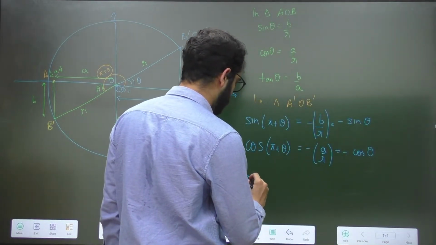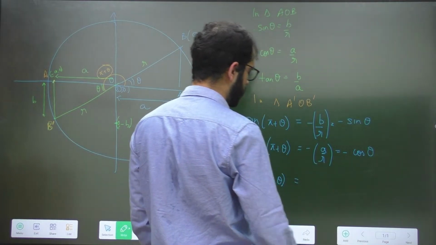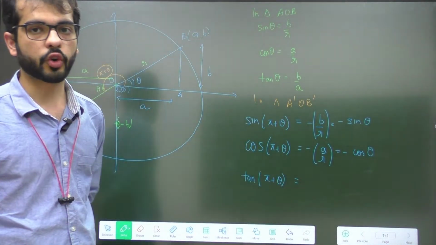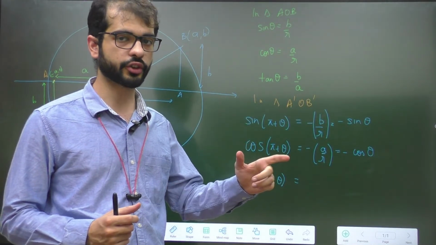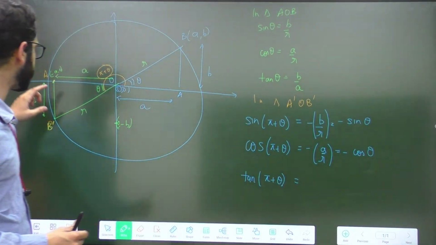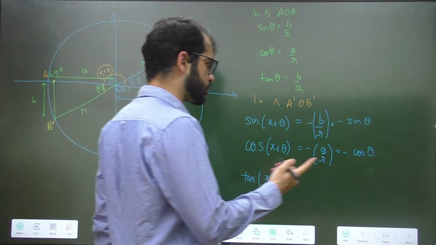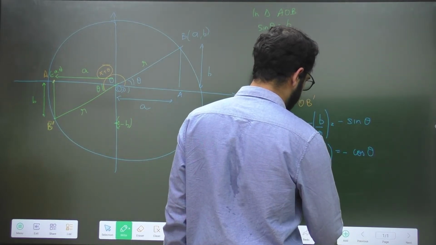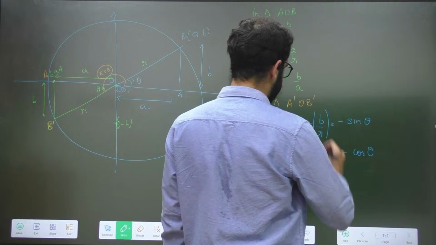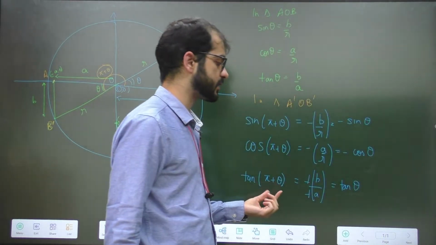Now let's observe the third trigonometric ratio, that is tan of pi plus theta. What is tan? Tan refers to the ratio of vertical component to horizontal component. The vertical component is b, horizontal component is a. Both are coming with a negative sign, so it will get cancelled. I am going to say minus b divided by minus a. They get cancelled. b upon a is tan theta. So I am going to say tan of pi plus theta equals tan theta.